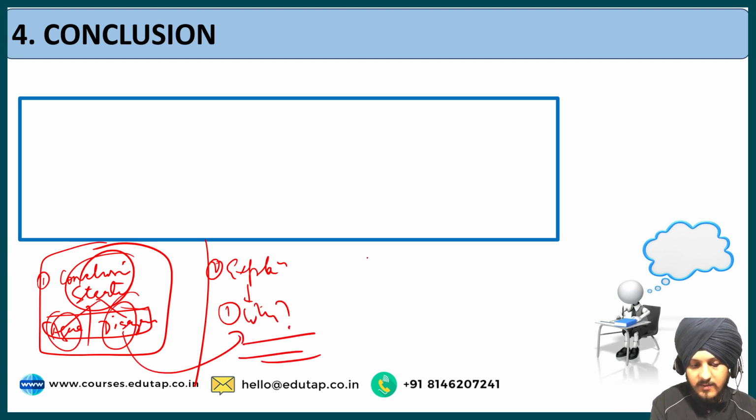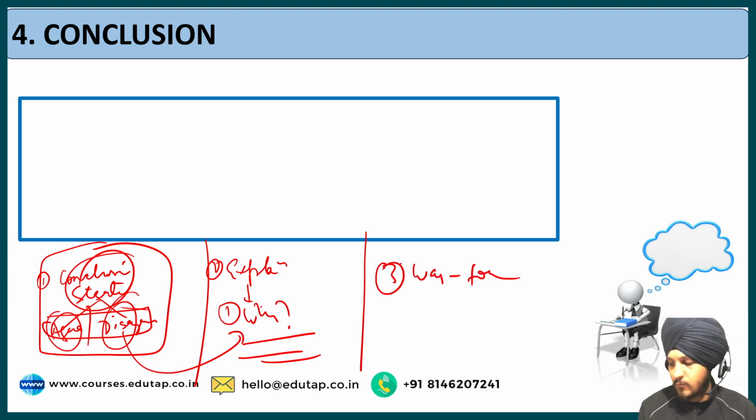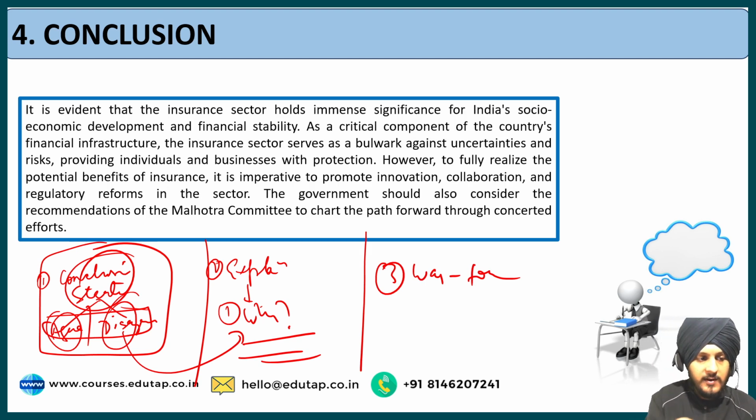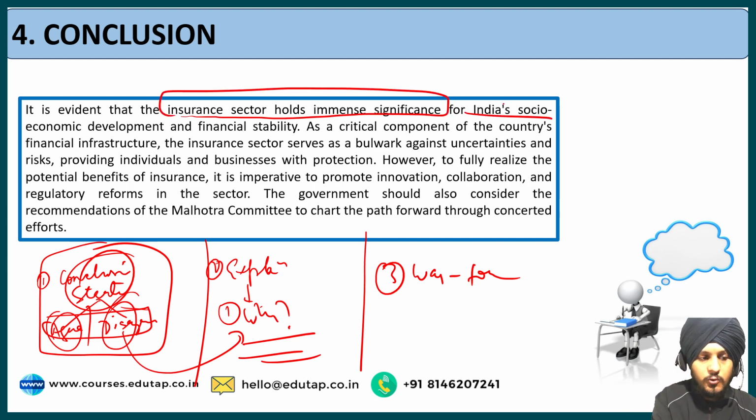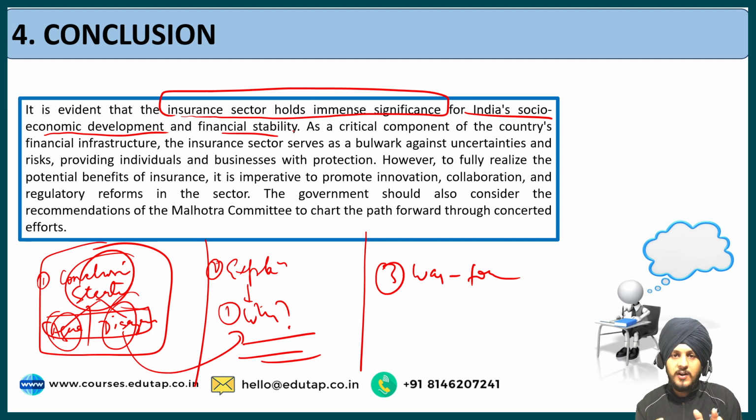The third part is regarding the way forward. Firstly, we will rephrase the thesis statement that has been given in the question. So what we are writing is: it is evident that the insurance sector holds immense significance for India's socio-economic development and financial stability. We are rephrasing the thesis that has been mentioned in the question. The question was asking about the challenges and the solutions with respect to the insurance sector, and we are saying that yes, the insurance sector is of immense significance for India's socio-economic development and financial stability.